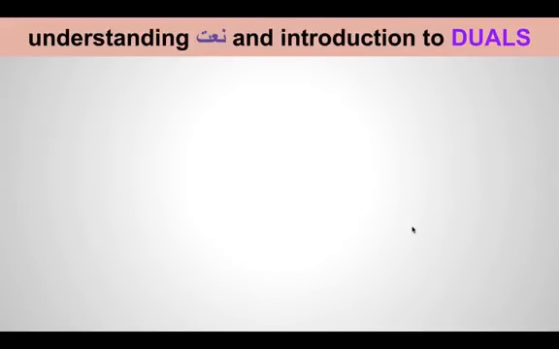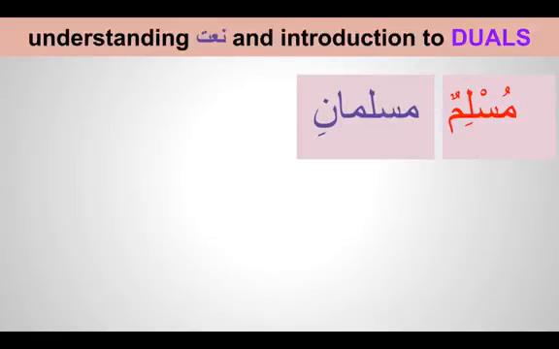So how do we make dual? If we have muslimun, how do we say two Muslims? It's a very simple way. The duals follow the pattern of Jama Mudhakkar Salim, where we have waw and noon to say it is plural. For the duals, we have what is called muslimani.